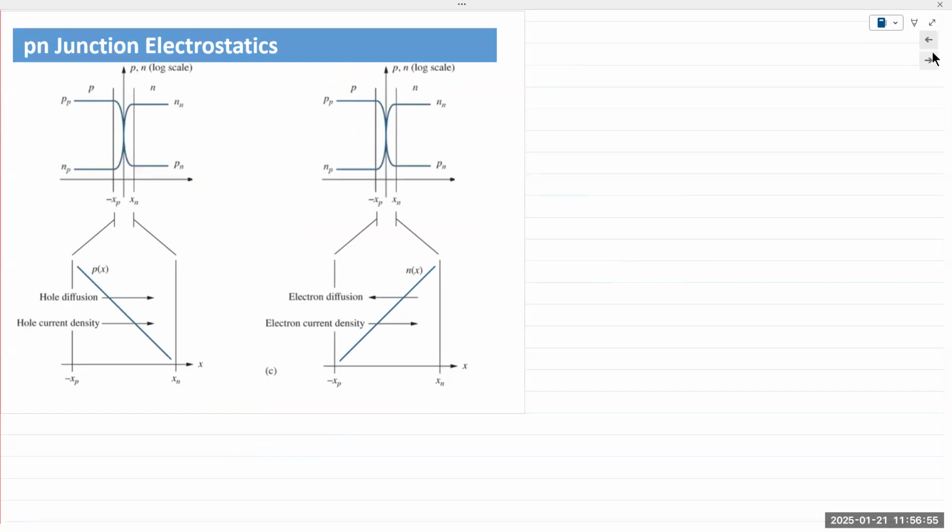We looked at diffusion earlier, right? Diffusion is when there is a gradient in the concentration of the charged carriers. If there is a gradient, meaning there's a slope, then the charged carriers will diffuse through the material in a bid to even out that concentration, or even out the gradient. So this is the gradient in concentration. The charge carriers will diffuse through the material to create something like this.